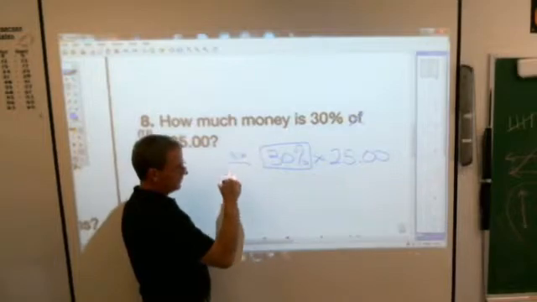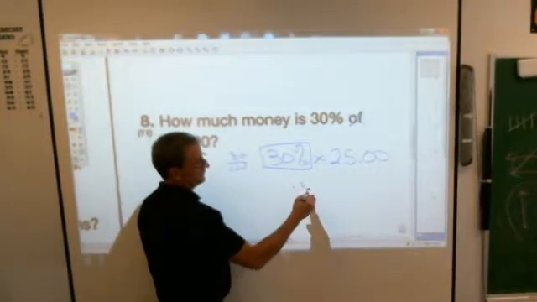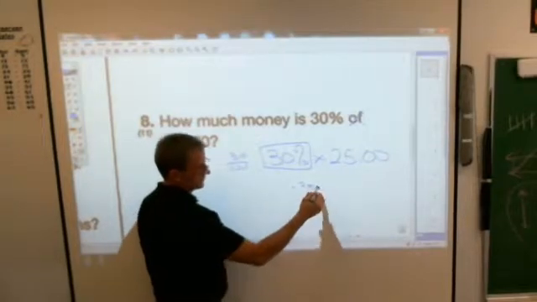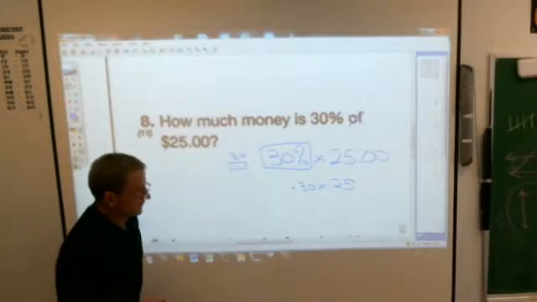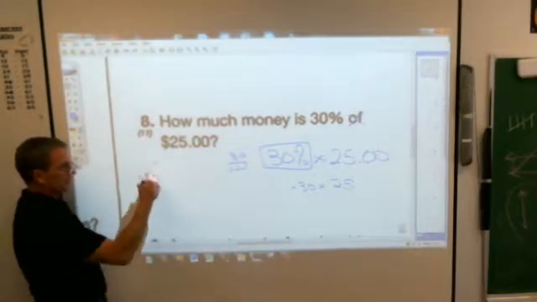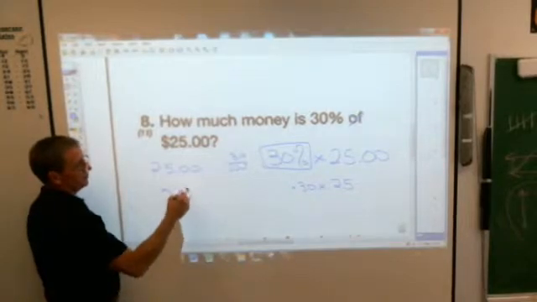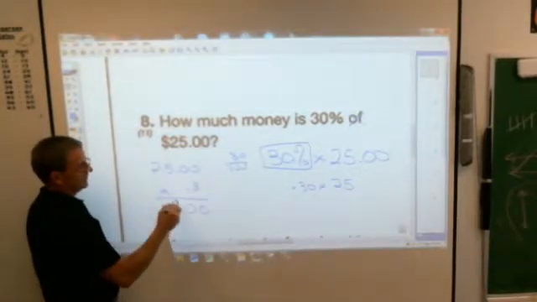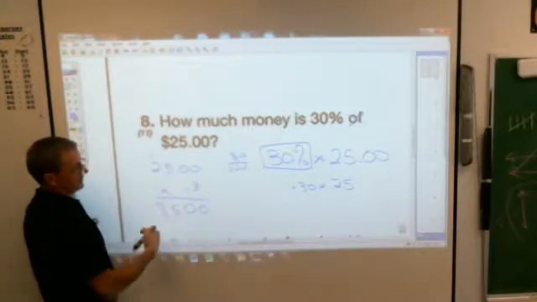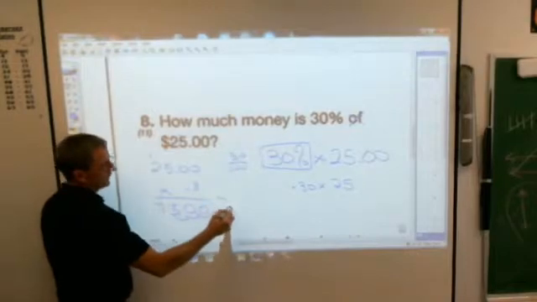30% is 30 over 100, 30 out of 100. But what is that as a decimal? 30 hundredths. So you just need to multiply that by $25. I'll just put 0.3 because that 0 at the end doesn't change anything. 0, 0, 15, 7. How many decimal places? 1, 2, 3. $7.50.